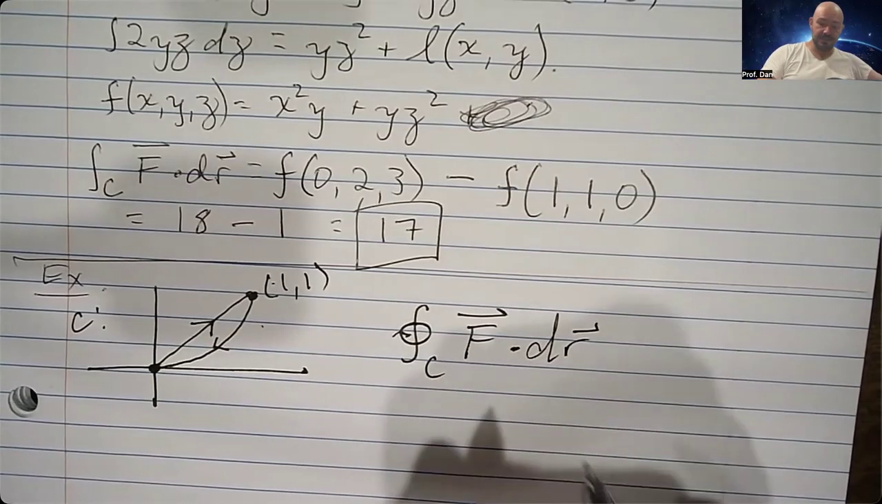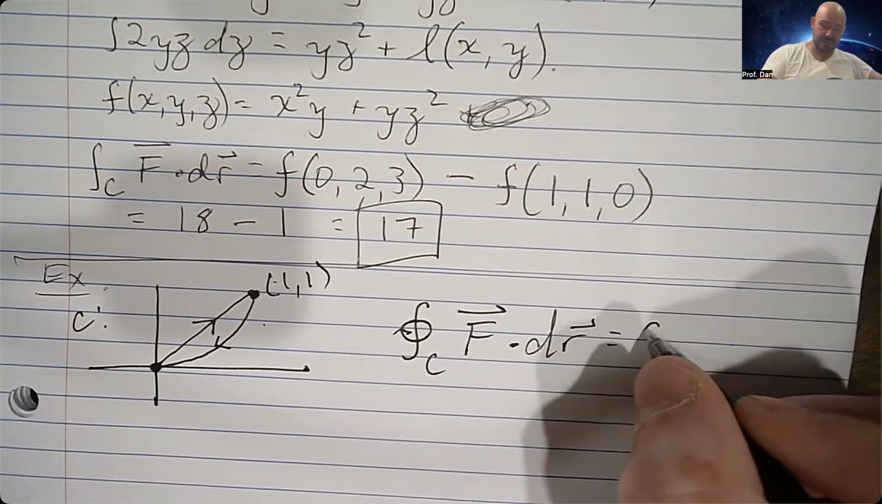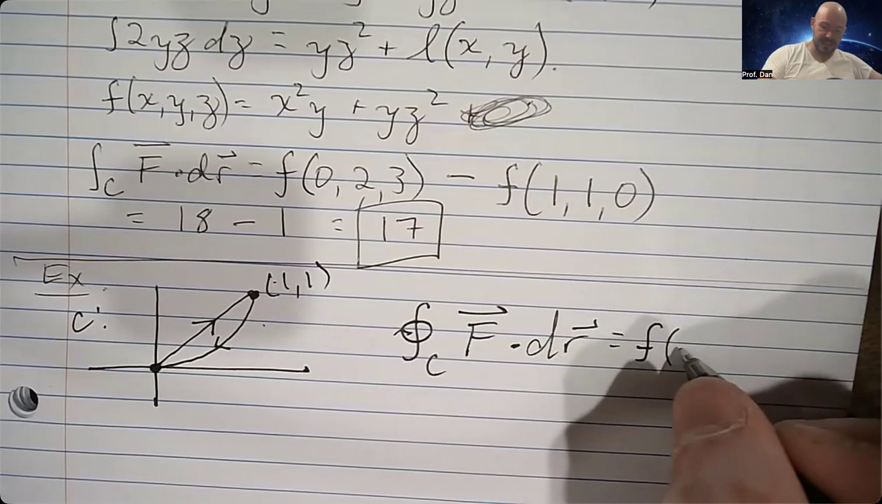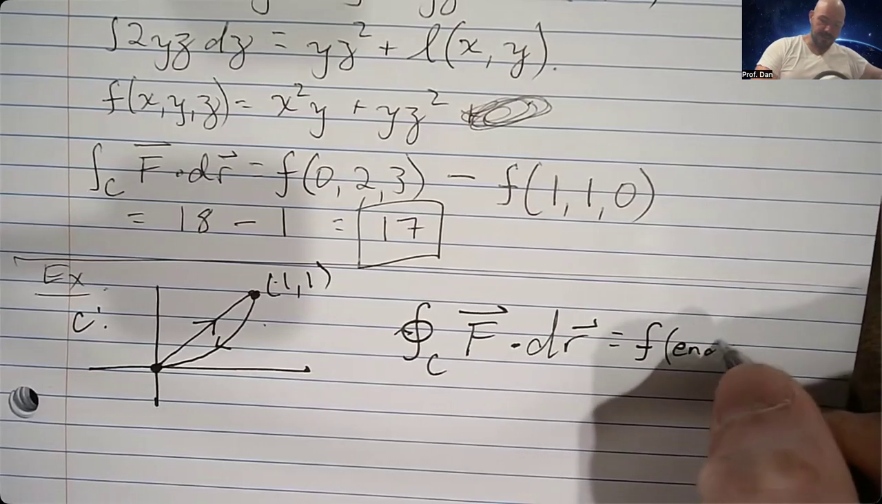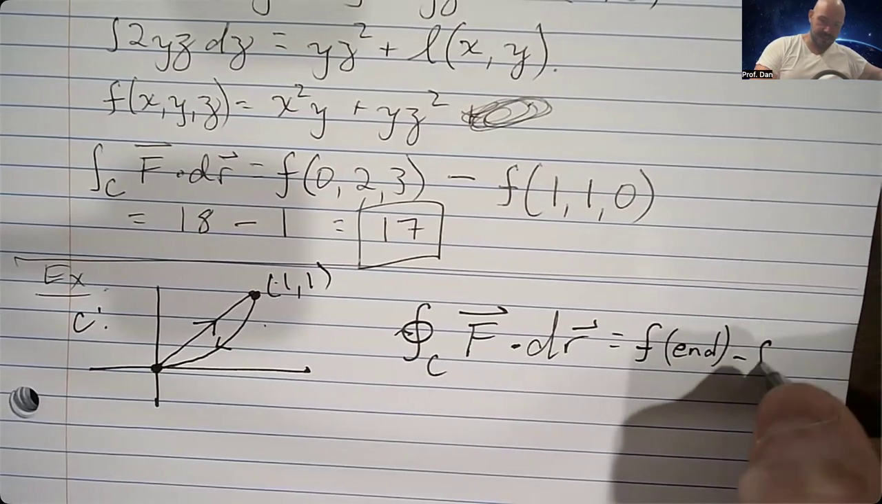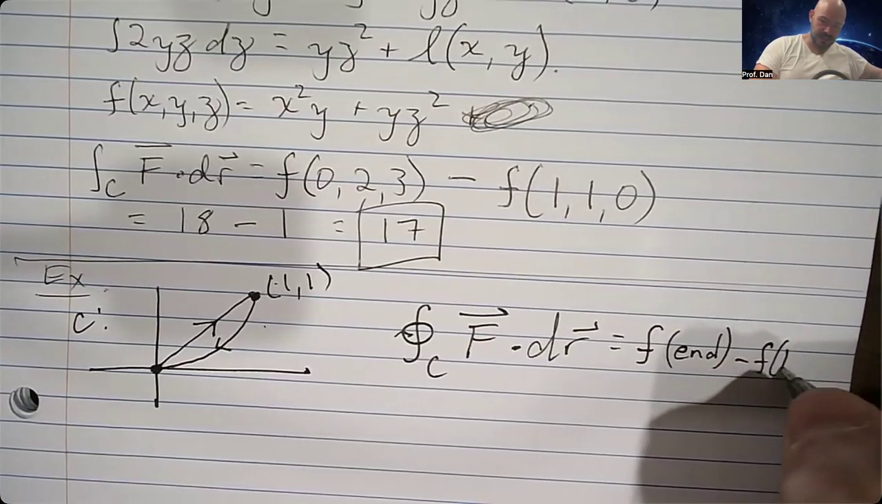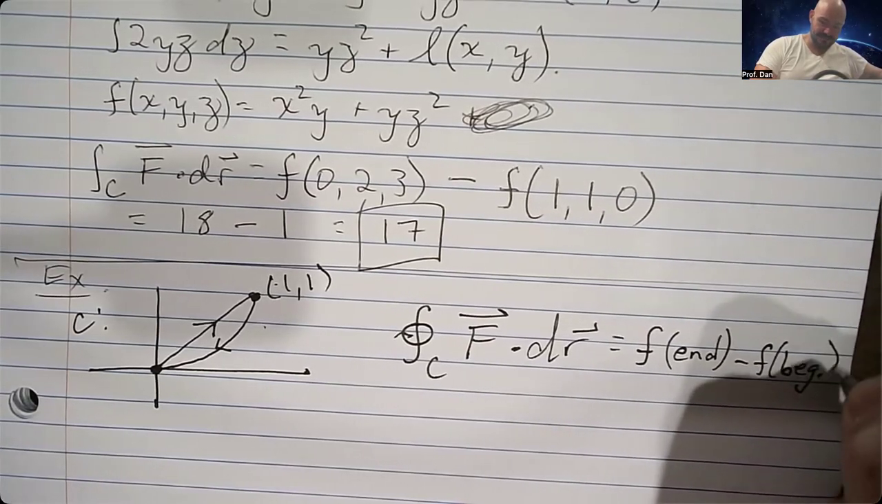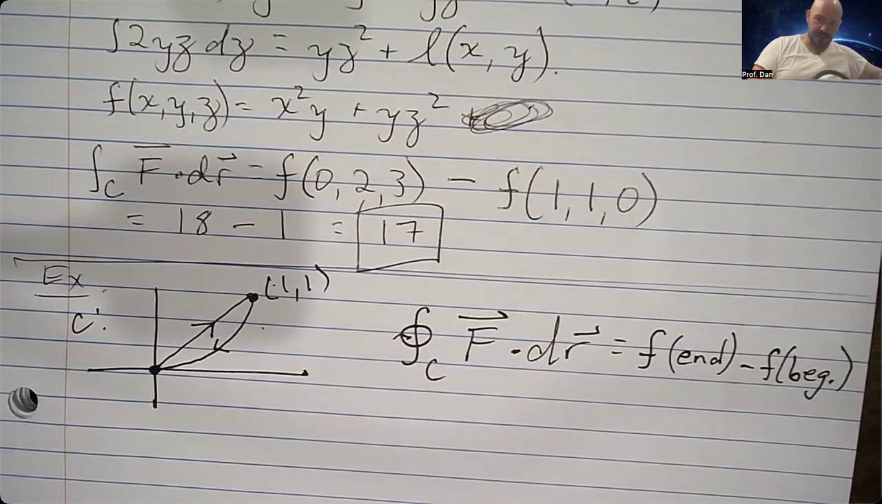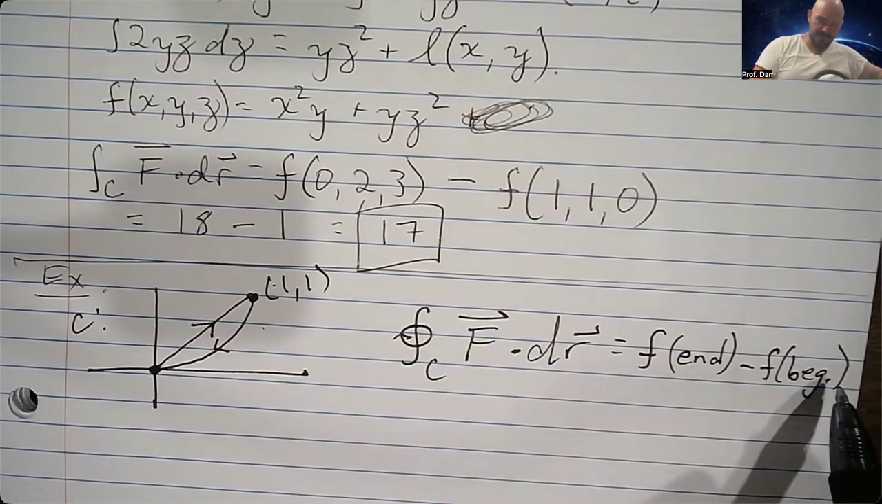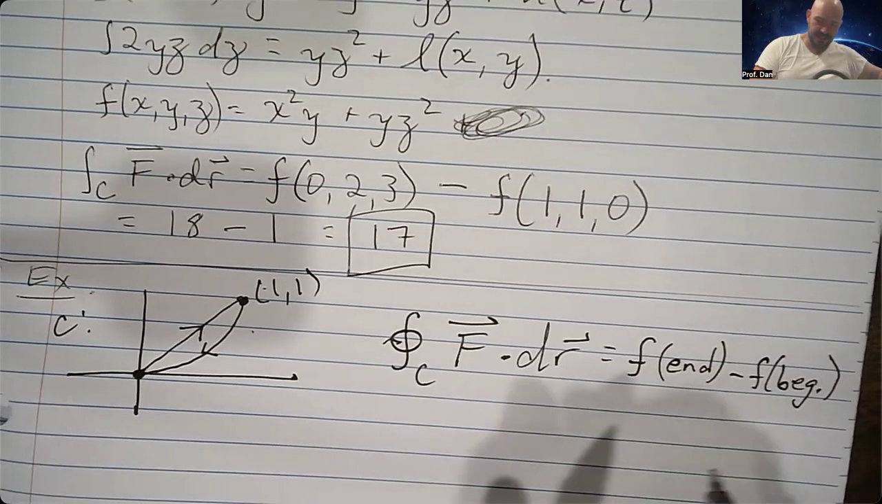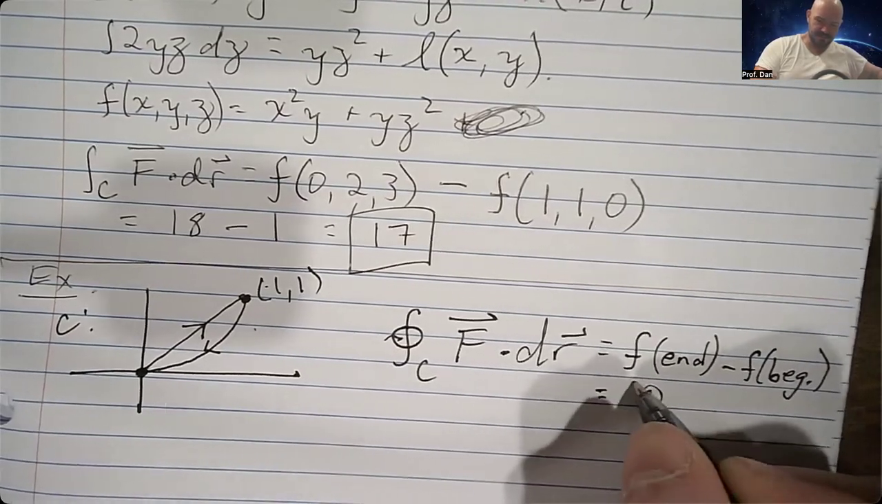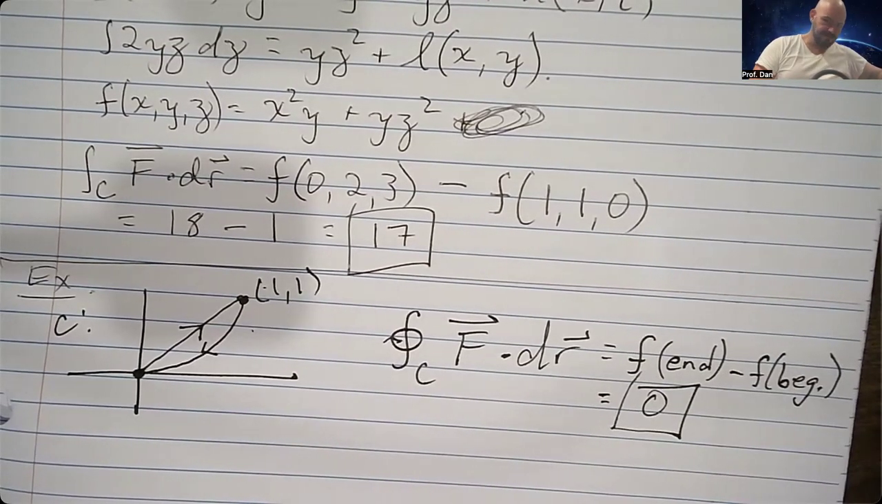remember, that means that this integral is essentially just the potential function evaluated at the final point minus the potential function evaluated at the beginning. Well, here's the thing, y'all. If we start and we stop at the same point, these are going to be the same values. And if I subtract anything from itself, I always get 0.